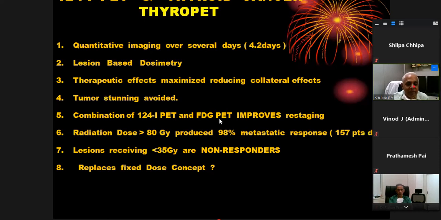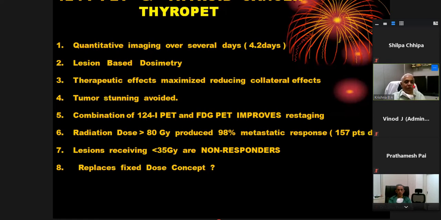Combination of PET and FDG PET improves restaging of thyroid cancer. The radiation dose which we are giving today is not scientifically well made out in terms of dose rates. We treat with radioiodine in an empirical way. But with the iodine 124 PET scan coming, we will be giving radioiodine in an extremely rational way, which will result in excellent metastatic response.